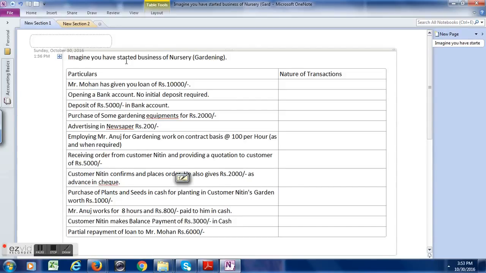Then you open a bank account. No initial deposit is required. You just have to open a bank account, sign some forms, and that's it. The next day you deposit rupees 5,000 in your bank account. Then you plan to purchase some gardening equipment for rupees 2,000. Then the next day you think, let's give an advertisement in the newspaper, and it costs you rupees 200.